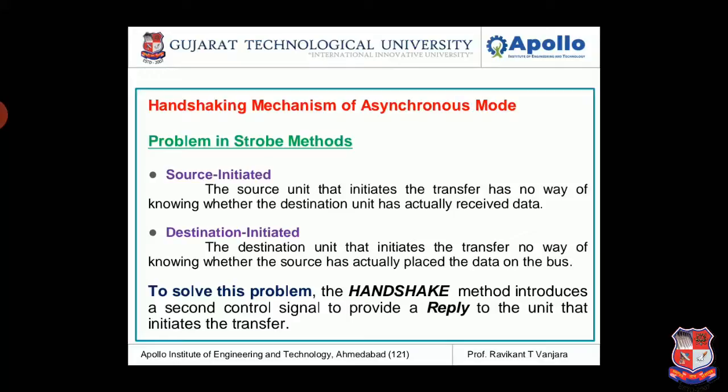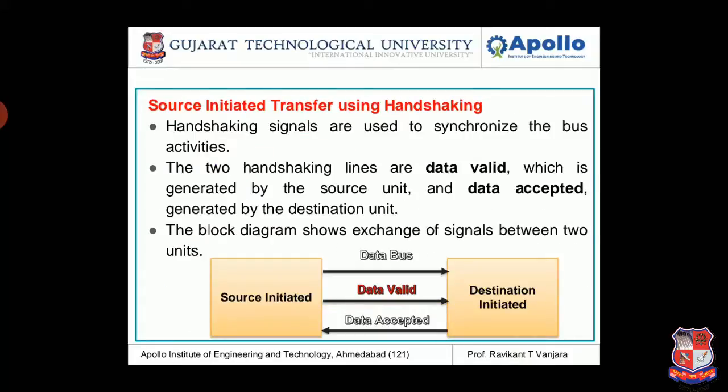So in the handshaking mechanism, we introduce a second control signal that is used to acknowledge to the unit. The unit can be the source or destination unit, whichever initiates the transfer. Let us see the source initiated transfer using the handshaking mechanism. Let us look at the block diagram. When you talk about source initiated transfer, the source unit first places the data on the data bus, and then it activates a signal called the data valid signal.